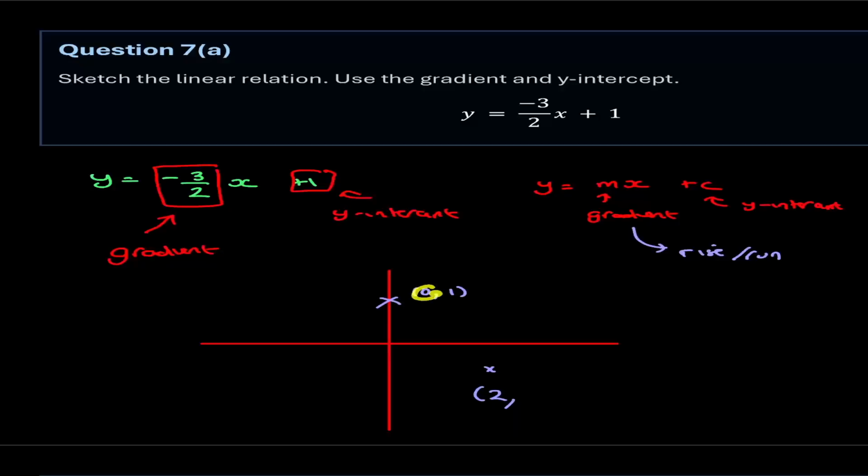So we've gone across by 2 units, so instead of it being at 0, it's now going to be at 2. And we've gone down by 3 units, so instead of it being at 1, it's going to be at -2. We only need 2 points to draw my line. So I've got those 2 points. Then you draw your line and extend it. You draw an arrow. Let's label our line. It should be one straight line, by the way. y equals -3 on 2 x plus 1.